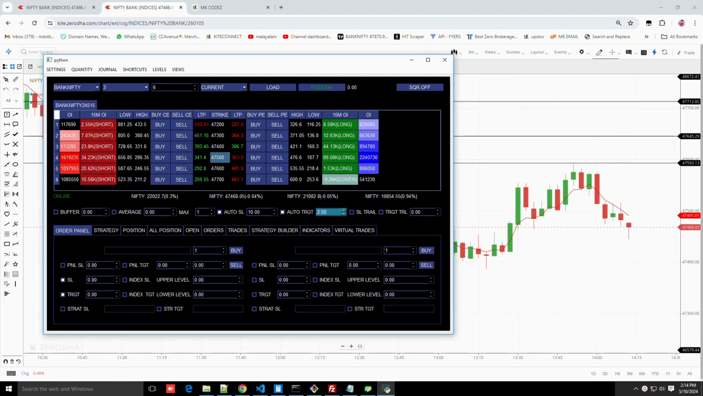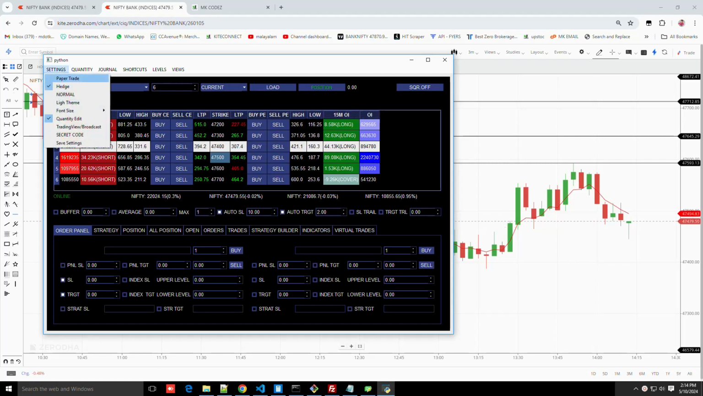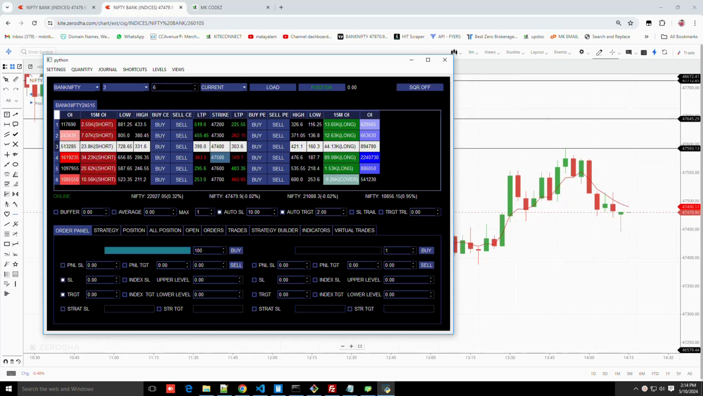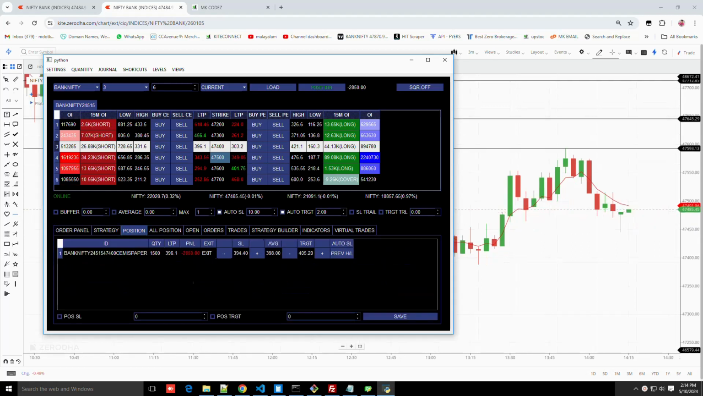Here 2 means 1:2 risk reward ratio, and select the number of lots 100 and click buy. Okay, order is placed. The stop loss is placed at 394, which is the low of the previous candle, and target is at 405. Okay, this is how auto SL and auto target works.